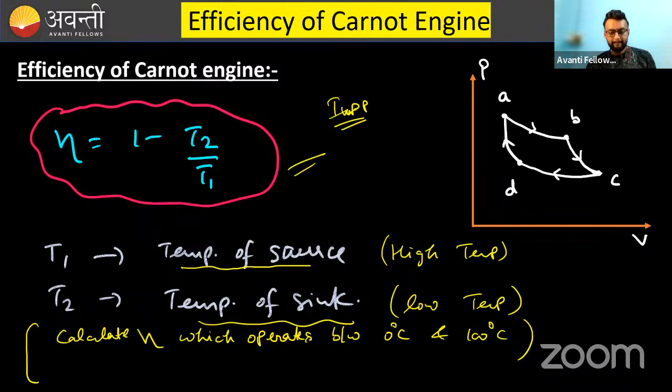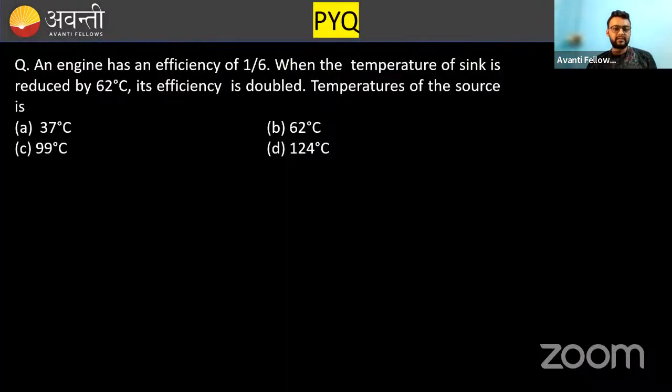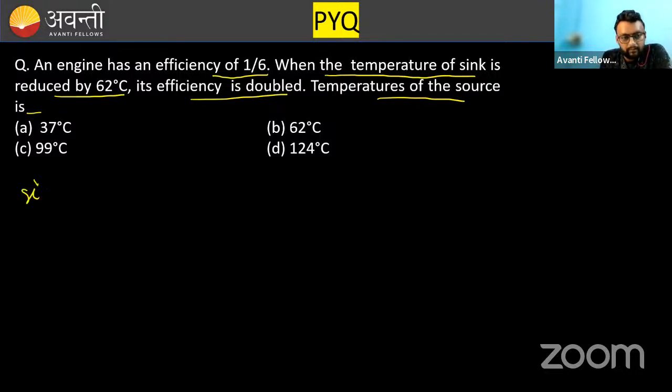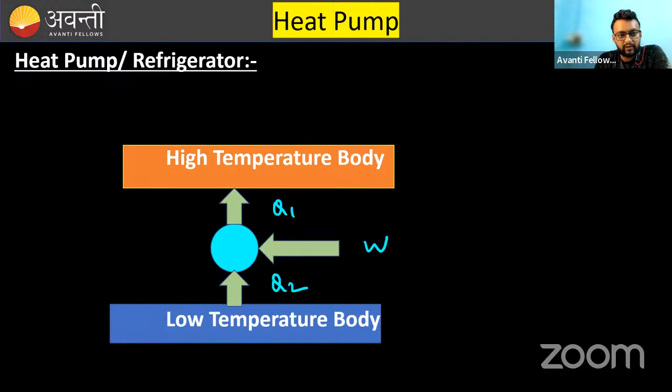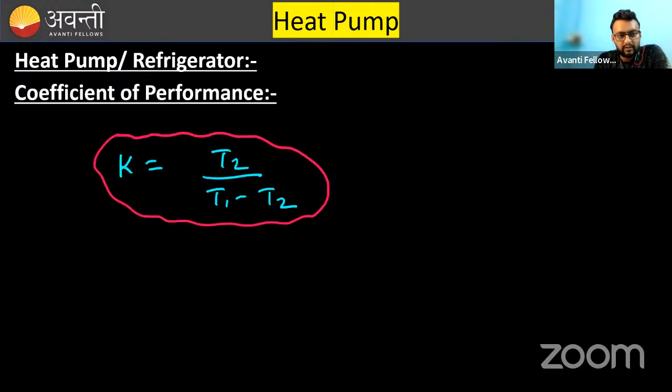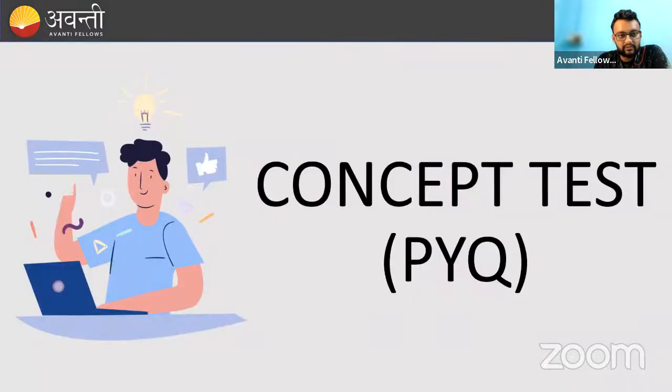Moving further. There is a concept question. An engine has an efficiency of 1 by 6. When the temperature of the sink is reduced by 62 degrees Celsius, its efficiency is doubled. Temperature of the source is? Okay. Listen. There is one more question after that. Heat pump is also there. Okay, time is very less.